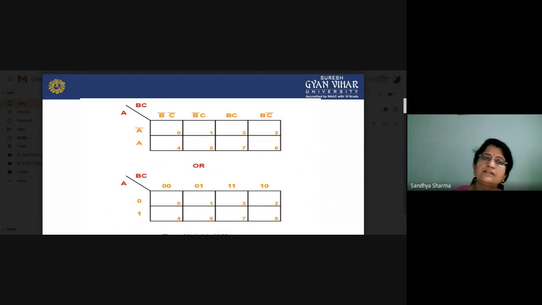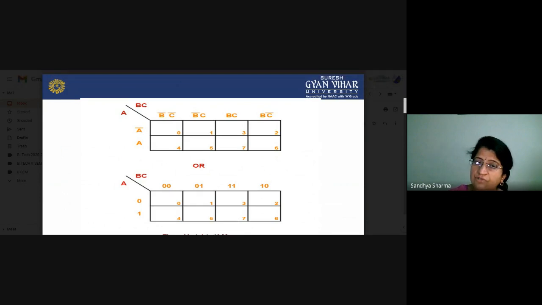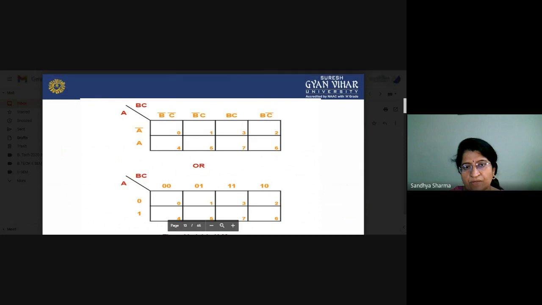If you are taking two variables, there will be four combinations, because by using two variables we can make four combinations. What type of combinations? That is 00, 01, 10, and 11. So you can write it this way. You have to always remember 00, 01, 11, and 10. The flow is different from binary counting, but you have to write it this way, and 0 and 1 for the other variable. So you can represent your three variables in these terms.